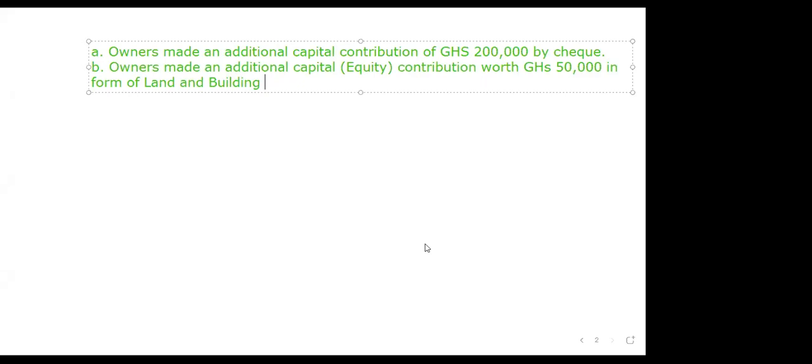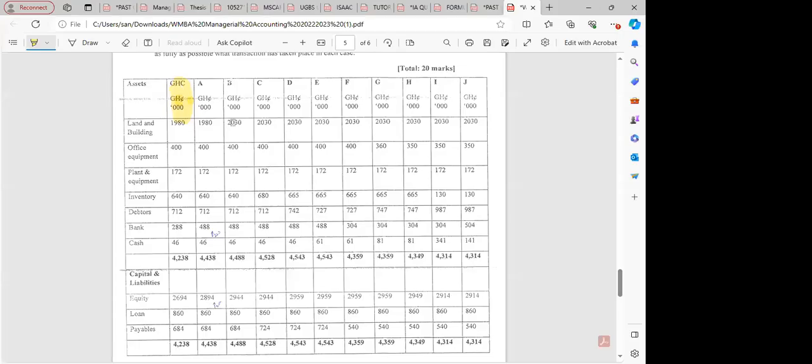Let's see if we can make sense with the other items. Now we may have to compare C and then B. So pay attention to how things work here. We are comparing the items one after the other. So here we're comparing C to B.